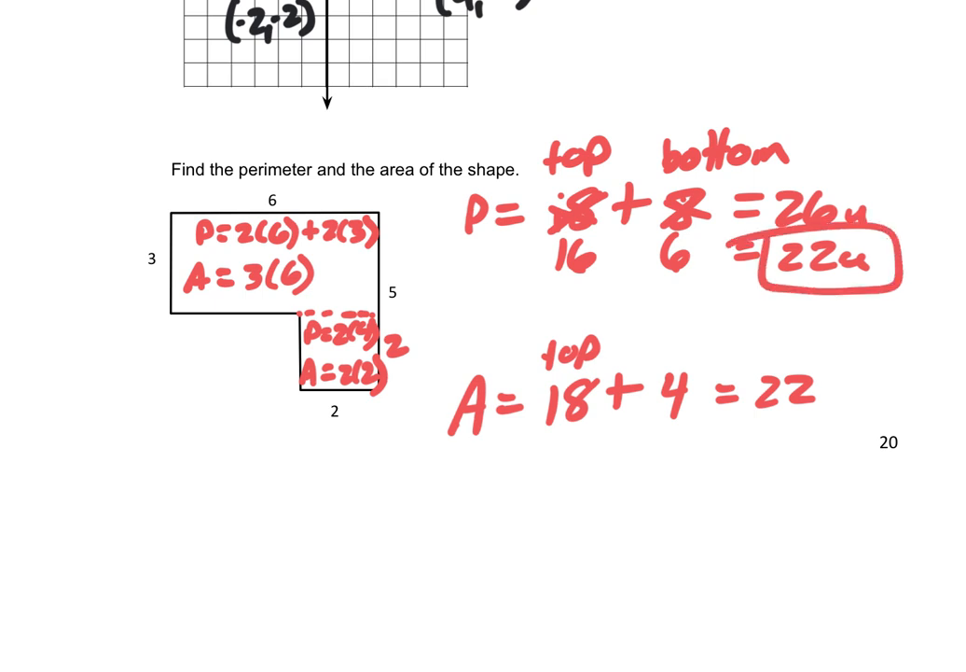Here's kind of the weird thing, guys, is that my perimeter and my area end up being the same thing. That's not going to happen very often. Okay? Very seldom do you get the perimeter and area the same. So don't think that it has to be the same. It just so happens on that one problem right there, they both end up being the same.